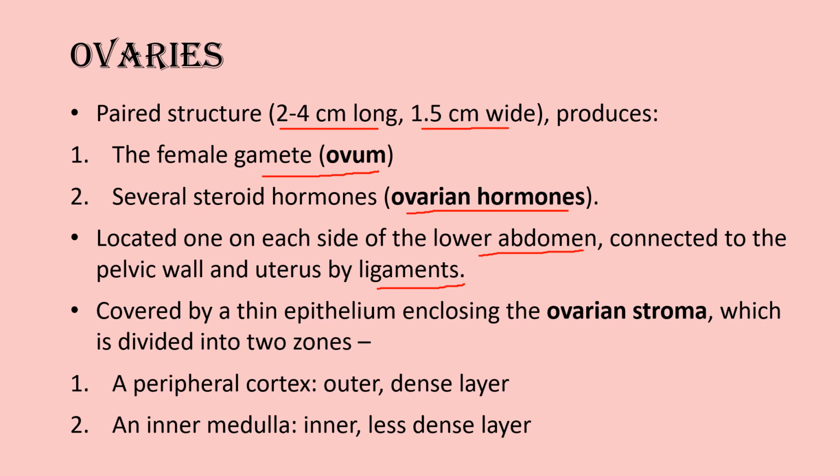Each ovary is covered by a thin cuboidal epithelium that encloses the inner ovarian stroma. This outermost covering of epithelium is known as germinal epithelium as it is involved in the formation of oogonia. Beneath the germinal epithelium, there is a layer of connective tissue known as tunica albuginea, and below tunica albuginea lies ovarian stroma, which is divided into two zones, a peripheral cortex that is dense layer and an innermost medulla that is less dense but is supplied with blood vessels, elastic fibers, smooth muscles and a few nerves.